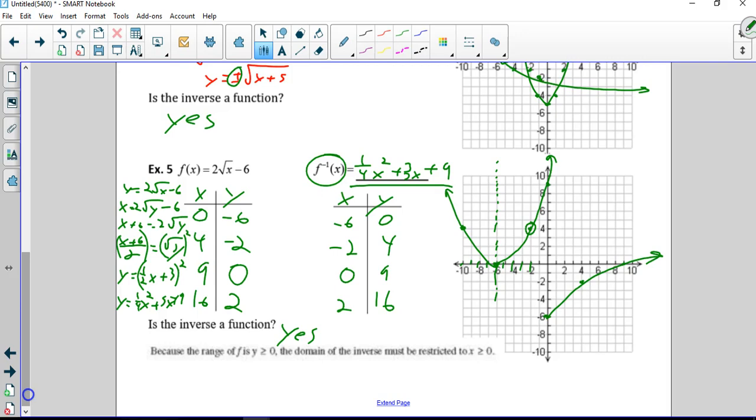And notice what it says here, because the range of f has to be greater than or equal to 0. The domain of the inverse must be restricted to greater than or equal to 0.